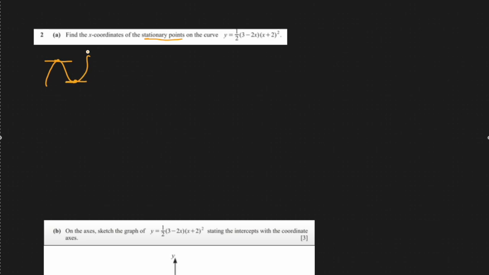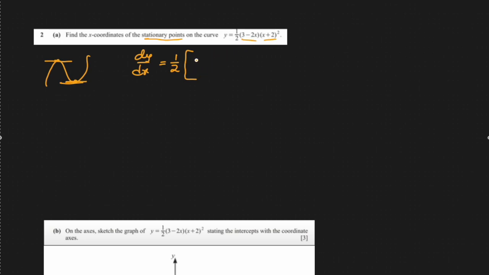Since the gradient of a horizontal line is 0, the stationary point's gradient will be 0, and that is nothing but dy over dx. That is the gradient of any graph. So we'll differentiate this and make it equal to 0 because the gradient is equal to 0, right? These two parts are multiplying, which means we can use the product rule. Half I will not touch because it's a constant. I will just find dy/dx, the differentiation of the other two parts.